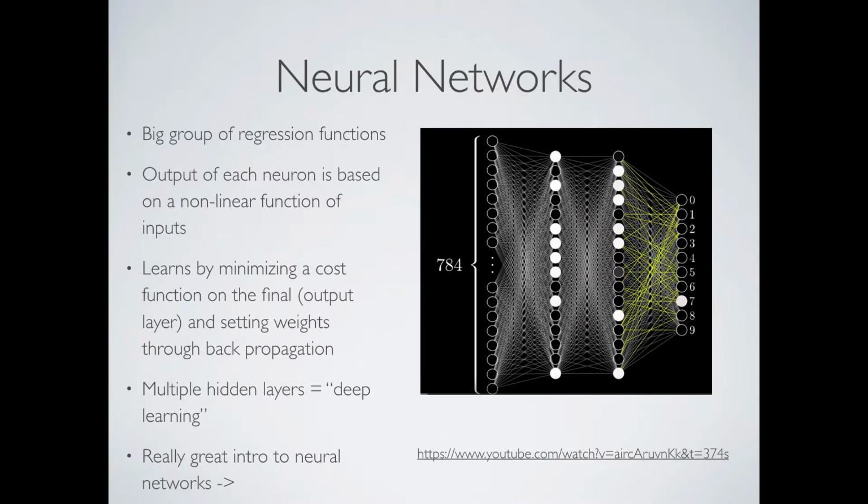Yep? I'm just curious, on the hidden layers, is there any type of mathematical representation for how many neurons end up in each layer of the hidden layers? I wish there was. It's like design. A lot of it is hit or miss.